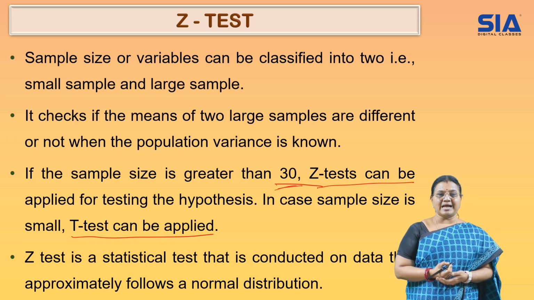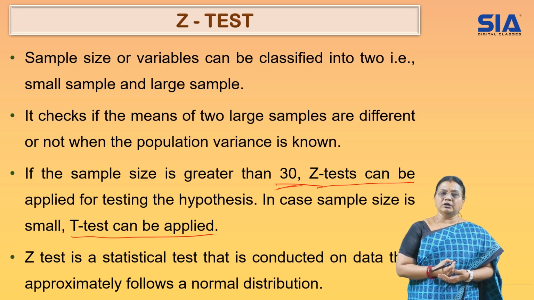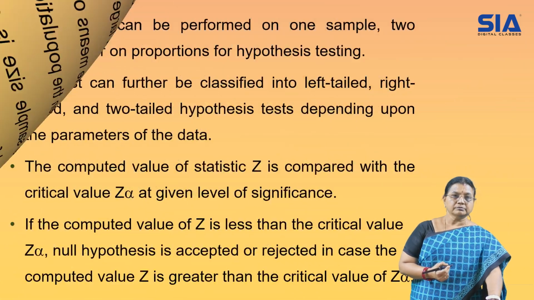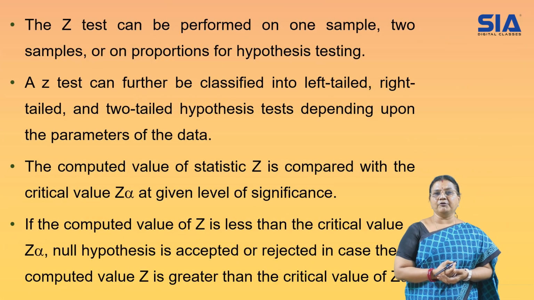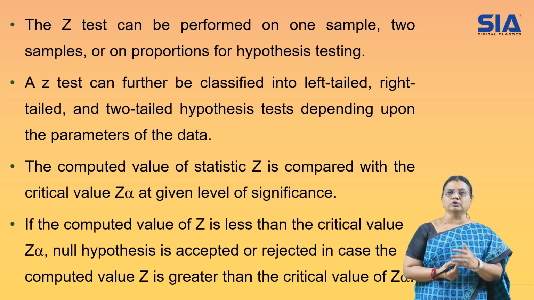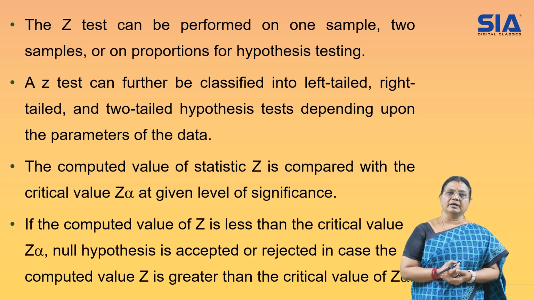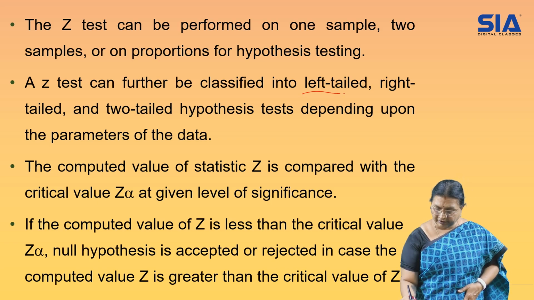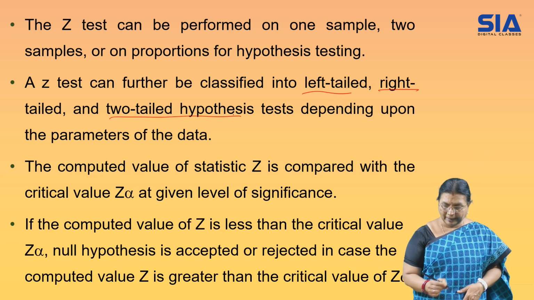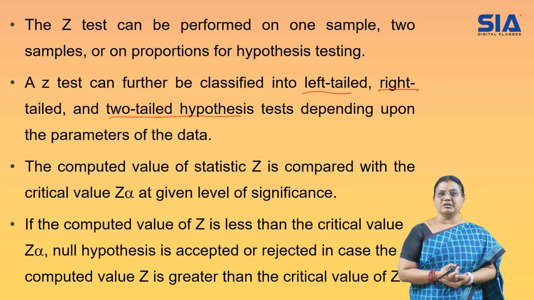Z-test is a statistical test that is conducted on data that approximately follows a normal distribution. The Z-test can be performed on one sample, two samples, or on proportions, according to the hypothesis testing. A Z-test can be further classified into left-tailed, right-tailed or two-tailed hypothesis tests, depending upon the parameters of the data.